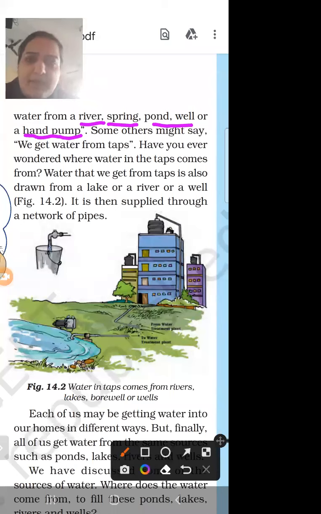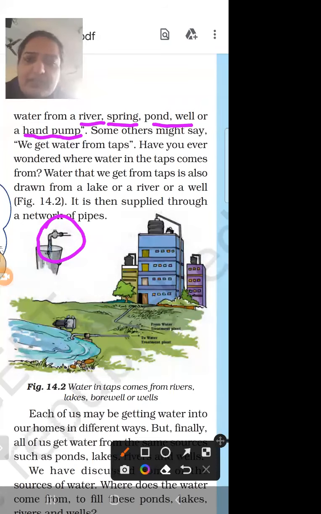Some others might say we get water from taps. See, these are taps. So we get water from taps. Have you ever wondered where the water in the taps comes from? ये जो पानी taps में आ रहा है, where does the water in the taps come from?